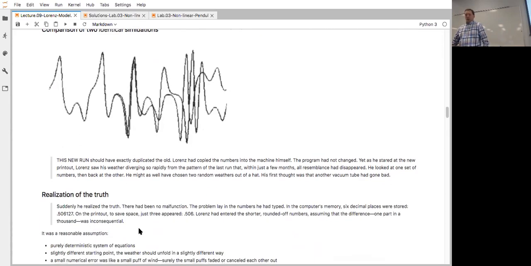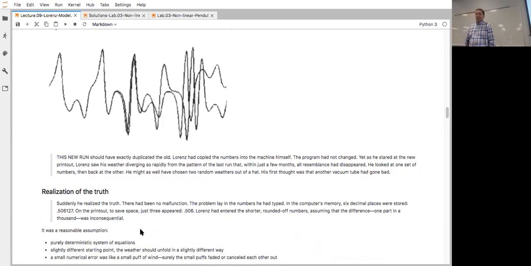Suddenly he realized the truth. There hadn't been a malfunction. The problem lay in the numbers he had typed. In the computer's memory, 6 decimal places were stored: 0.506127. But on the printout, because he was printing these numbers just to save space, only 3 appeared: 0.506. Lorenz had entered the shorter, rounded-off numbers, assuming that the difference, 1 part in 1,000, was inconsequential.